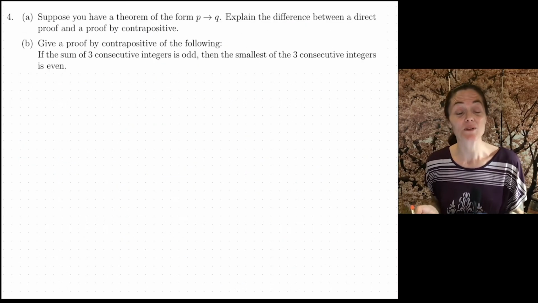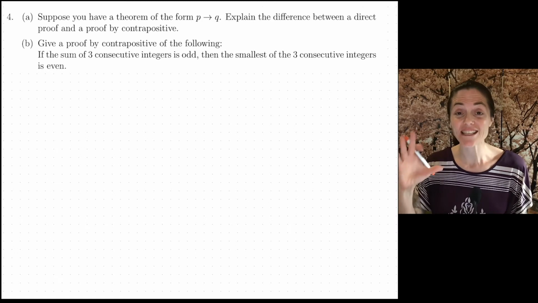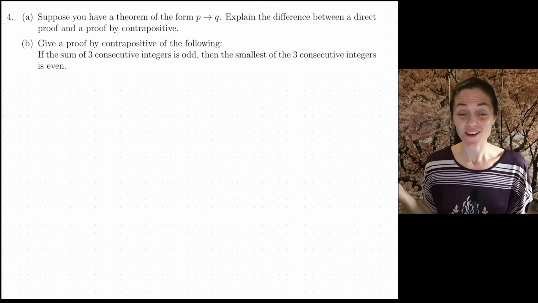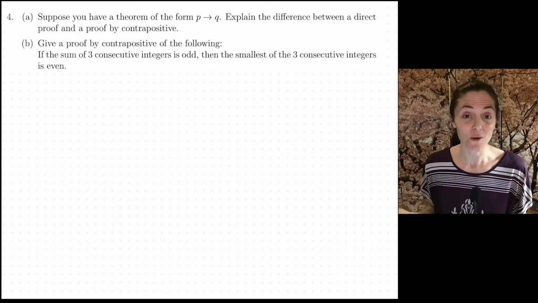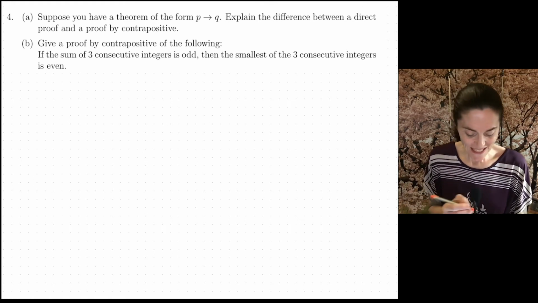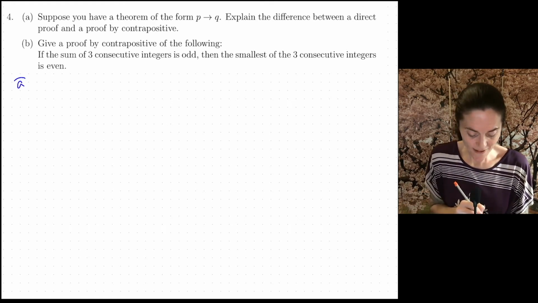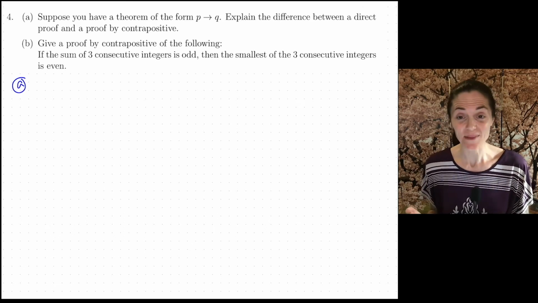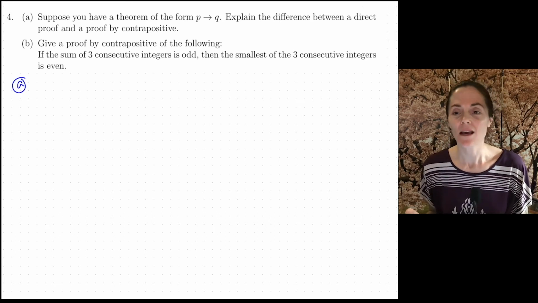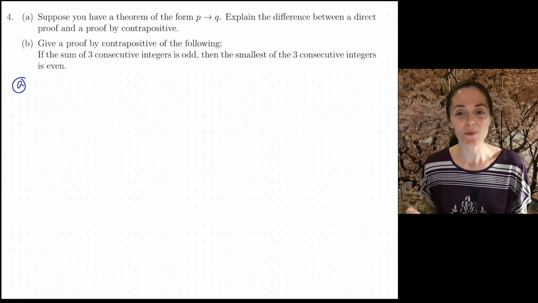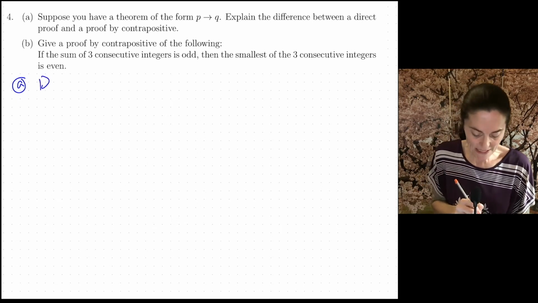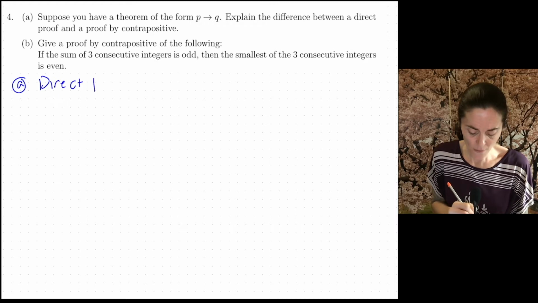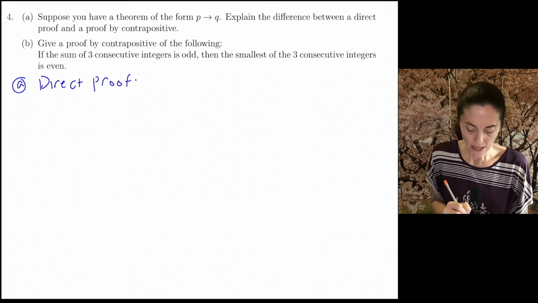Now we move into more contrapositive. We just had a taste of contrapositive in one direction of the if and only if proof, but now let's study this a little more with number 4. Suppose we have an implication. What's the difference between a direct proof and a proof by contrapositive? Well, we can explain just by talking about what we assume and what we show.